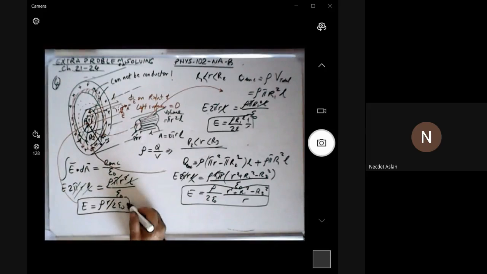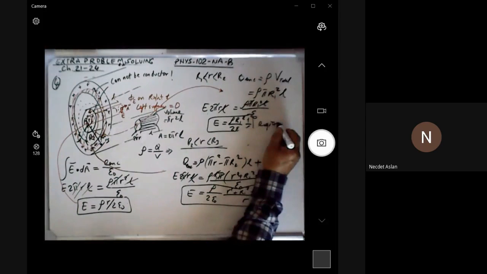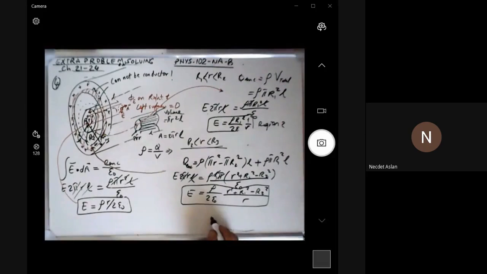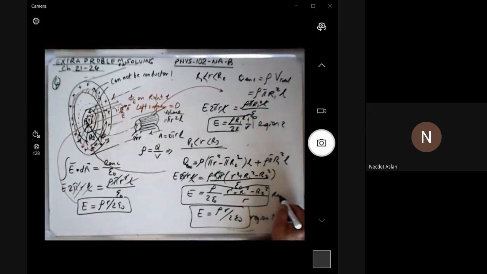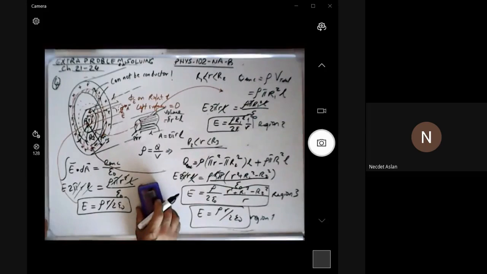So this is region 1, this is region 2, and this is region 3. Now outside, region 4. In region 1 I'm writing here, E equals rho R over 2 epsilon 0. This is region 1. This is region 2, 3. So let's keep these expressions here because we will do the graphing thing.